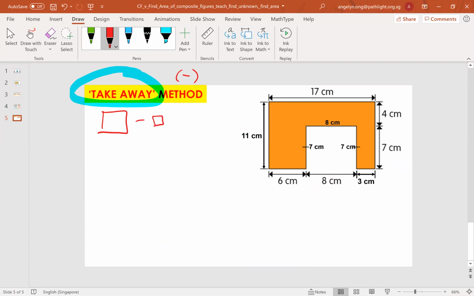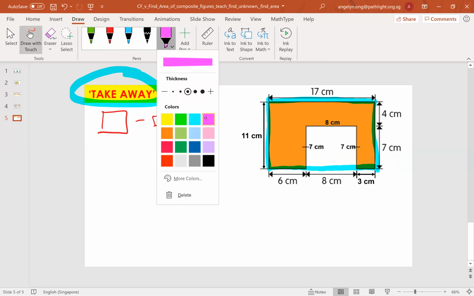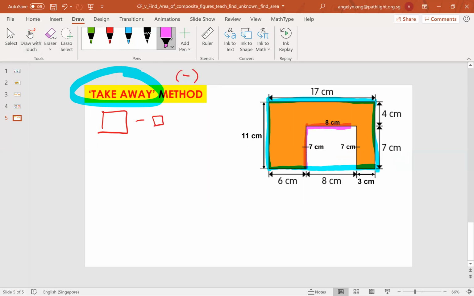So now if you look at the composite figure, actually it is taking this big rectangle and removing this small little rectangle or square. But actually, okay, it's a rectangle because all the 4 sides are not equal. So it's actually taking the big blue rectangle outside here, taking away the small rectangle here. When we remove this pink one, we can get our composite figure. Okay, so I'm going to find the area of the big one first.